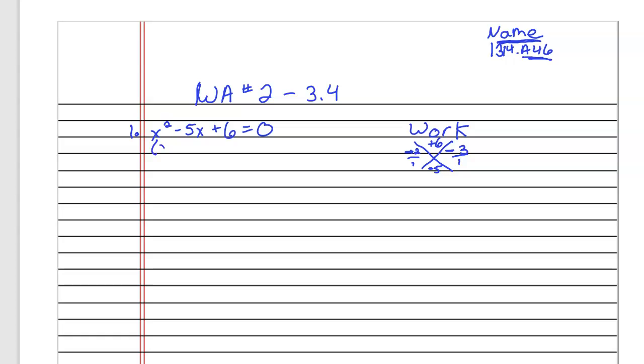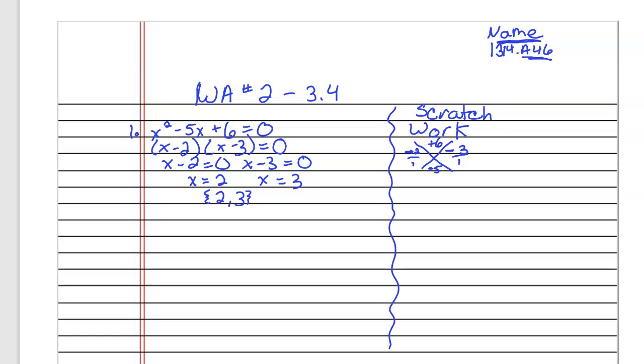And then you would come back over here and do x minus 2, x minus 3 equals 0. And you would have x minus 2 is equal to 0, x minus 3 is equal to 0. So x is equal to 2, x is equal to 3. And so your solution set would be 2, 3. And I want to see this work, but I also want to see your scratch work. So your scratch work is going to be over here on the right-hand side, where working the problem down is going to be on this left-hand side.